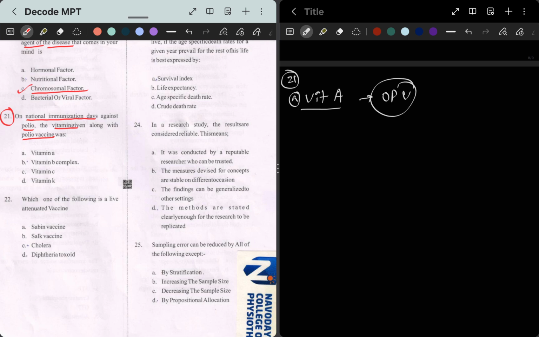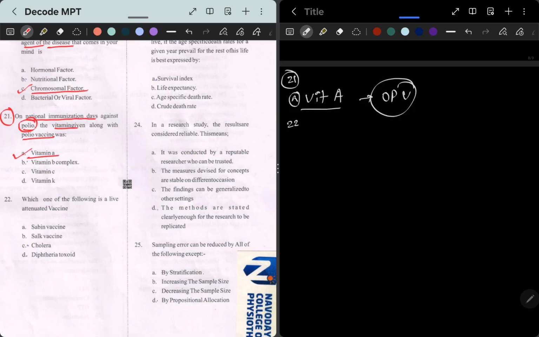Vitamin B complex, vitamin C or vitamin K are not routinely combined with the polio campaigns. Vitamin K is specially given to the newborn to prevent bleeding disorders. So the answer on the National Immunization Day against polio is vitamin A.